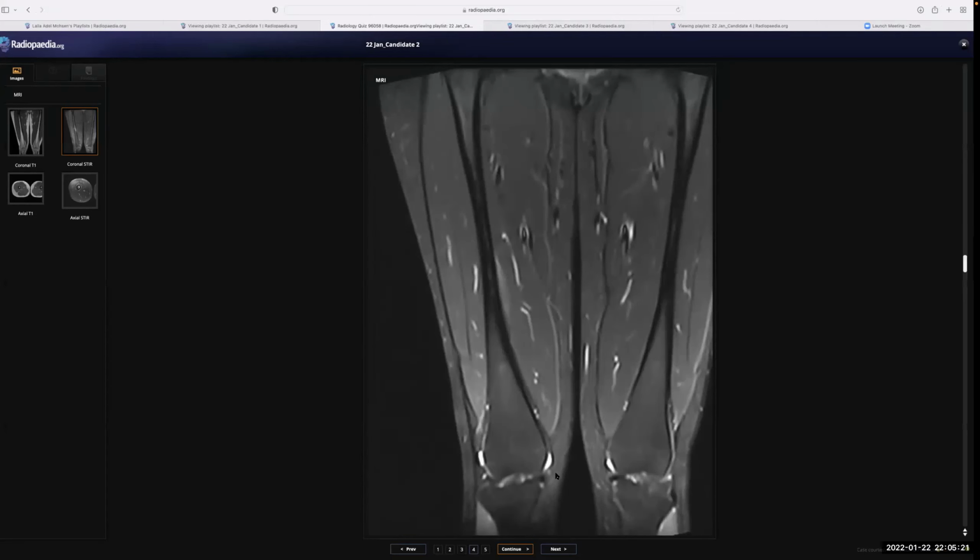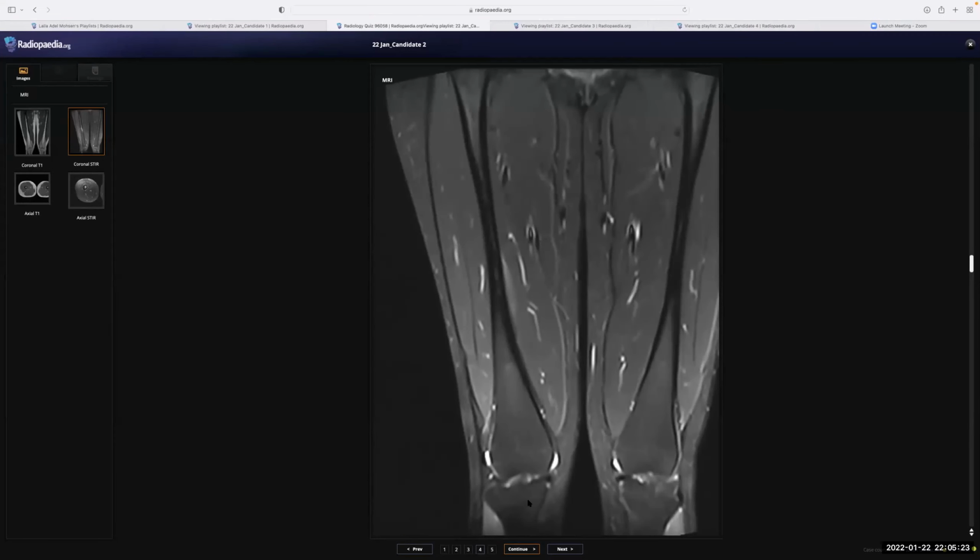Would you recommend anything else for this patient? A bone scan, perhaps, to see if there is any acute injury. It would show the uptake in this patient. Okay.